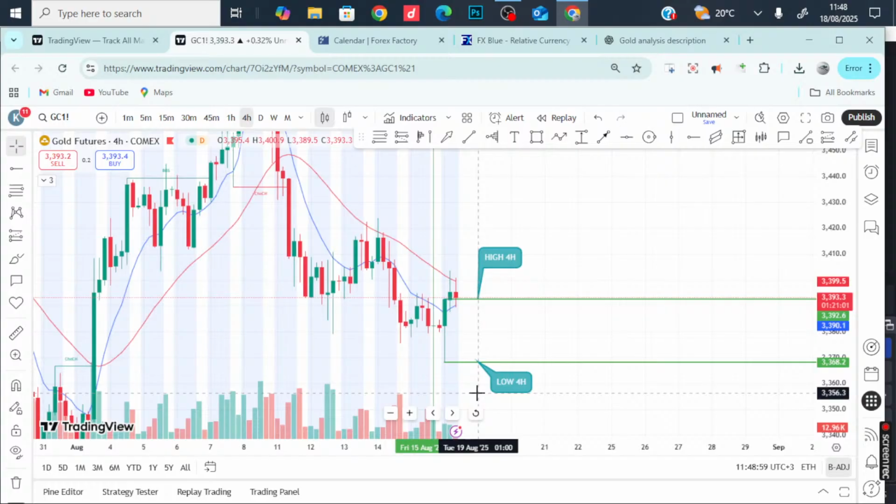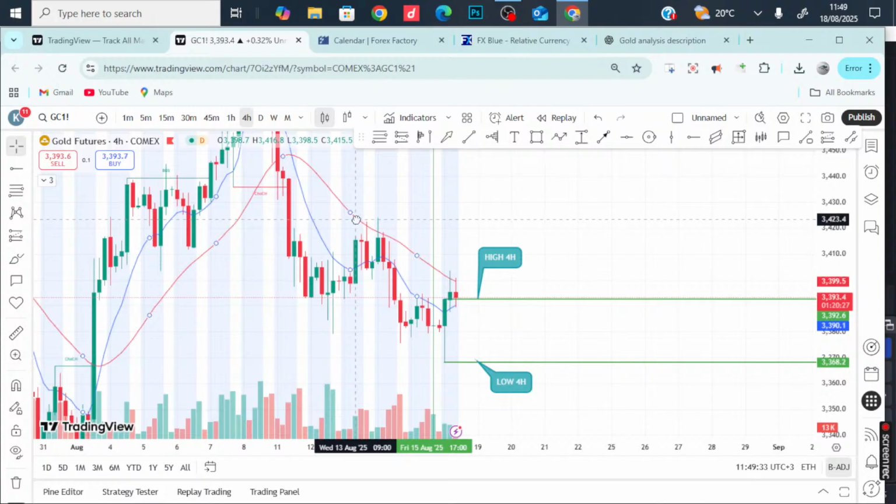Okay. So as you can see from this analysis, the market broke out of the region and went upside. Later it retraced back, so it means that there was a breakout, but it retraced to its point. So we shall see how it goes during the day.